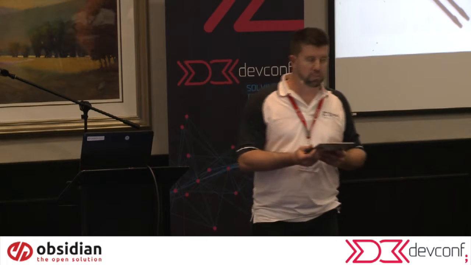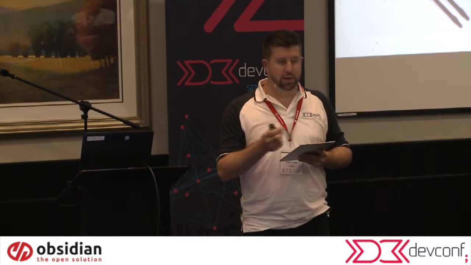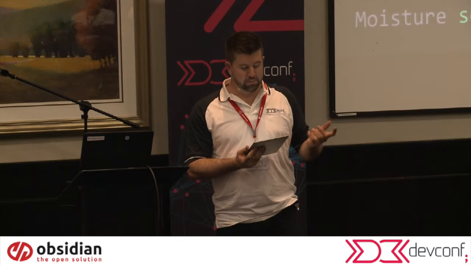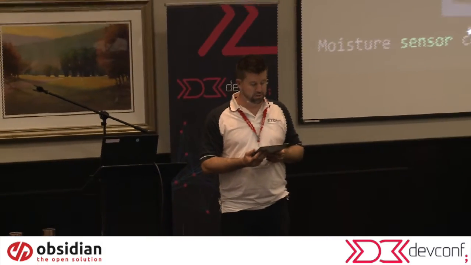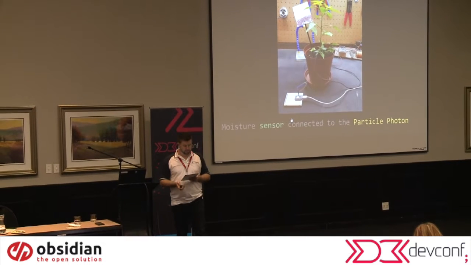If we look at the soil moisture sensor, by measuring the resistance between the probes, you can calculate the level of moisture in the soil. The light sensor works in a similar way. Here we can see part of my system where I connected the soil moisture sensor to a Particle Photon to measure moisture levels in the soil.